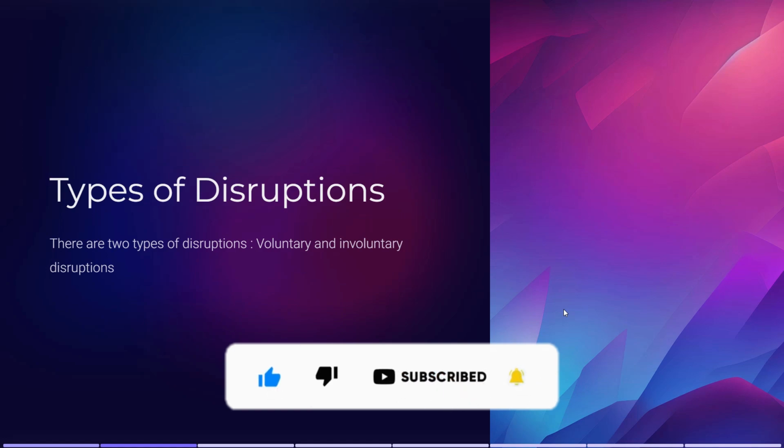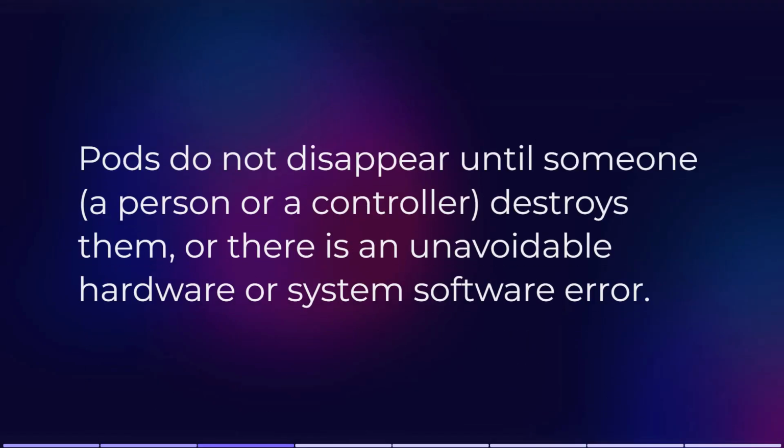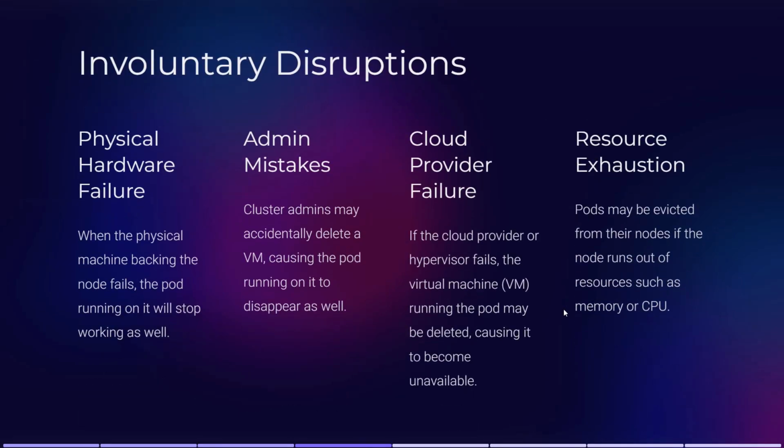Before discussing disruption, let's understand that pods do not disappear until someone, a person or a controller, destroys them, or there is an unavoidable hardware or system software error. So now let's discuss involuntary disruption. Examples include physical hardware failure, admin mistake, let's say an admin by mistake deletes the cluster, cloud provider failure, or resource constraint, for example memory and CPU.